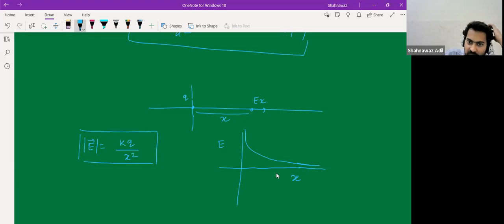Similarly, when we go in the negative direction, so let's say our x is in this direction, minus x, the electric field will be in the opposite direction, which means that it will be negative, right? So then this would be the graph. Understood? Any doubt in this graph?